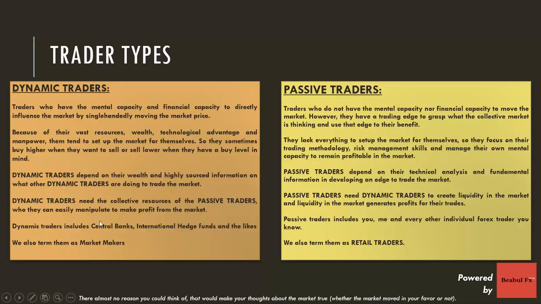Okay? These dynamic traders are central banks, hedge funds, stockbroking firms on Wall Street, and the likes. We also term them as market makers. All right. Now we move on to the other side where we have the passive traders. These are traders who do not have the mental capacity nor financial capacity to move the market. However, they have a trading edge to grasp the collective market, what the collective market is thinking, and they use that edge to their benefit.